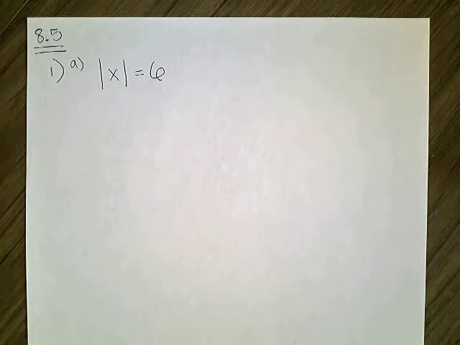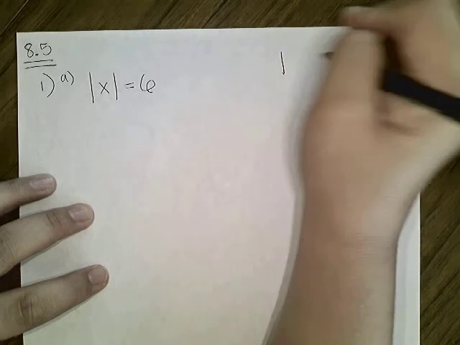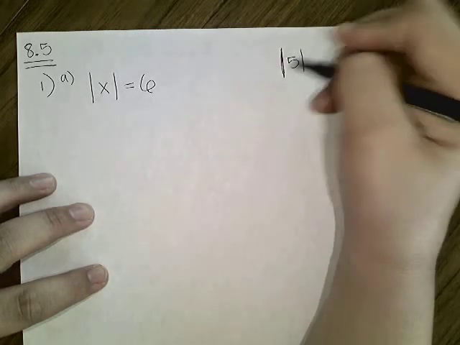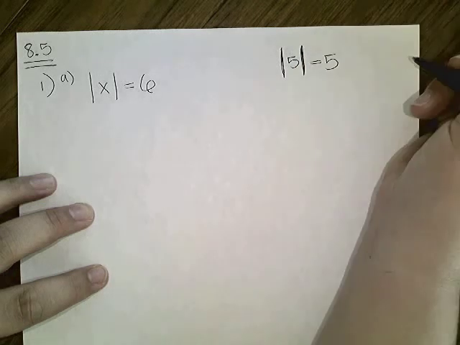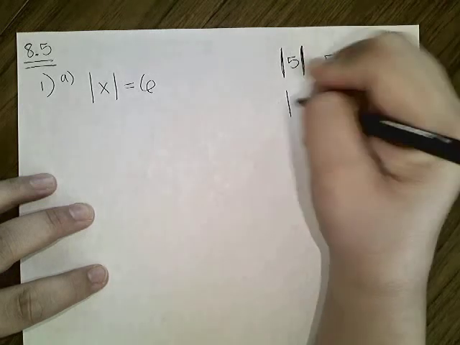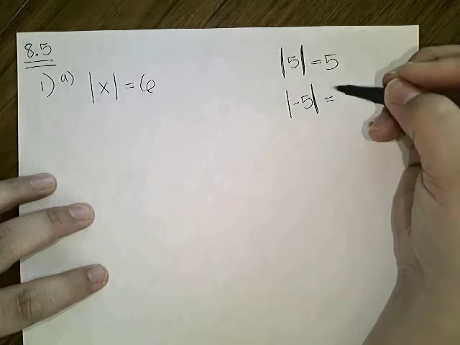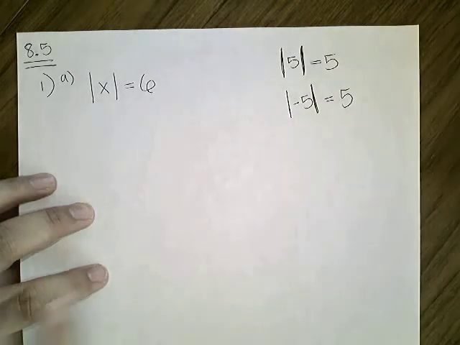An absolute value for section 8.5 is really just the distance a number is away from 0. So for instance, when you're saying, hey, what's the absolute value of 5? You're really saying, well, what's the distance that 5 is away from 0? And that is 5. And then if you go the absolute value of -5, well, -5 is still a distance of 5 units away from 0, so that also has a 5.